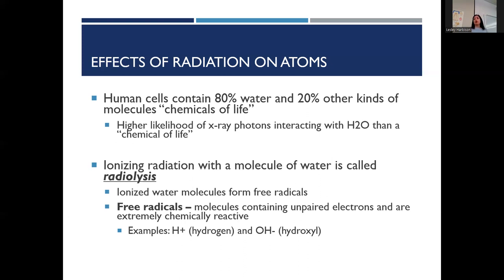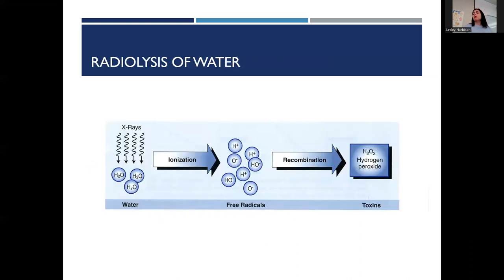Examples of free radicals are hydrogen and hydroxyl, the H plus or the OH minus. Those are examples of free radicals, and they pair up to form other things, which end up being toxins. We'll talk about that a little more as we go. A free radical is an uncharged or neutral atom or molecule that exists with a single unpaired electron in its outermost shell, and that's why it's so reactive. It's looking to add its electron to something. Highly reactive, unstable.